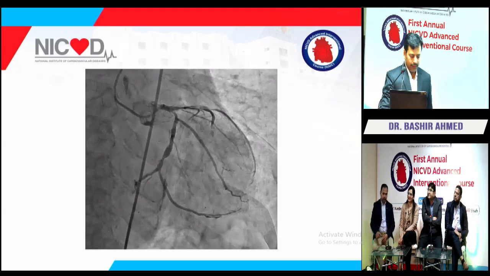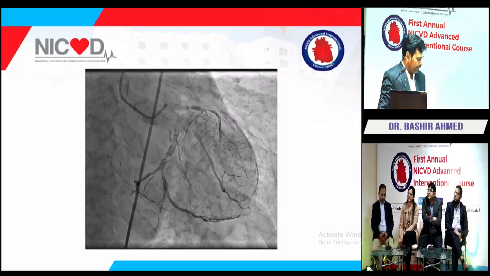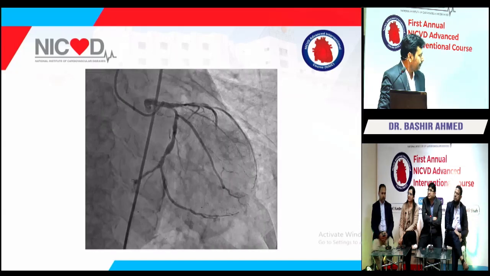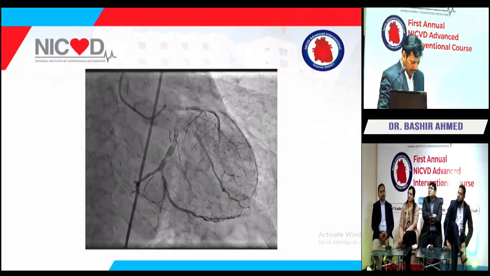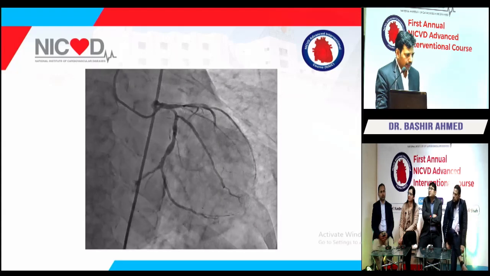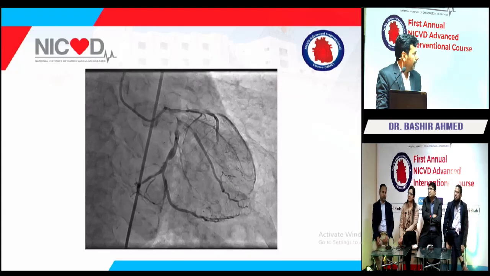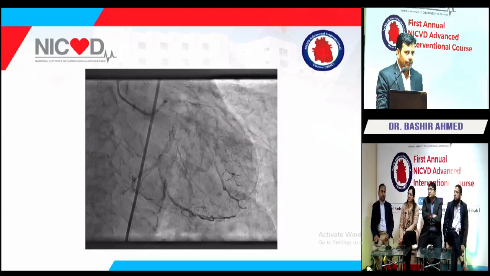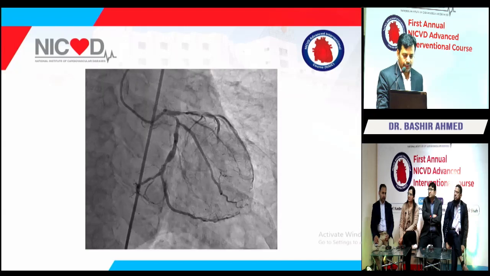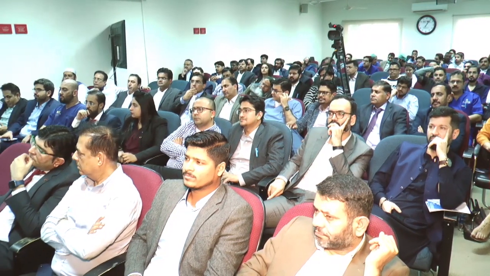So this is the case, RAO caudal view, as I mentioned, and it is a failed PCI. Here there was an issue of guide support. Initially the guide was EBU 3.5, then there was an issue of support. Then the guide was changed to EBU 4, and initially the burr was 1.5. Then the burr was changed to 1.25, and this case also went successfully.